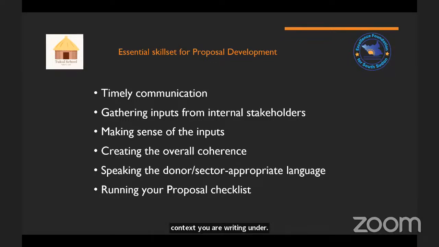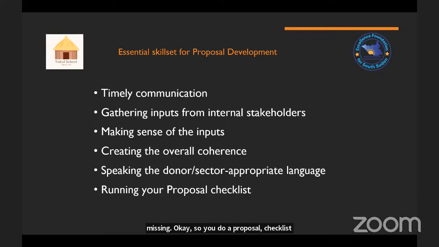And then as a proposal writer, do not forget that you will have the overall responsibility to make sure whatever is required for this particular submission is complete and nothing is missing. Okay, so you do a proposal checklist.